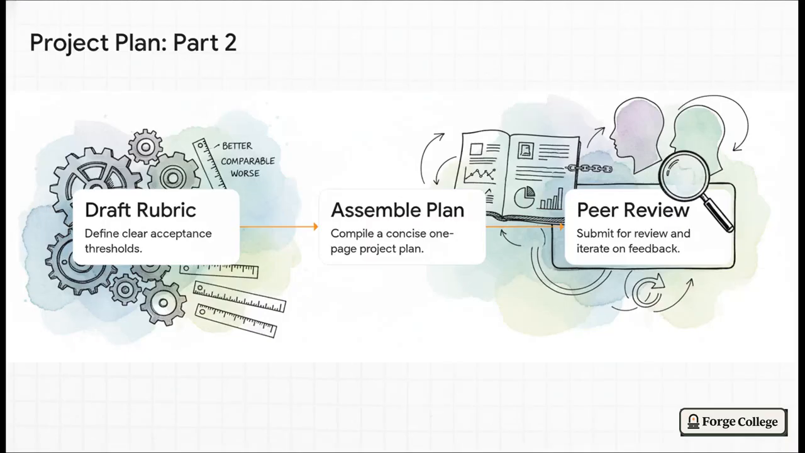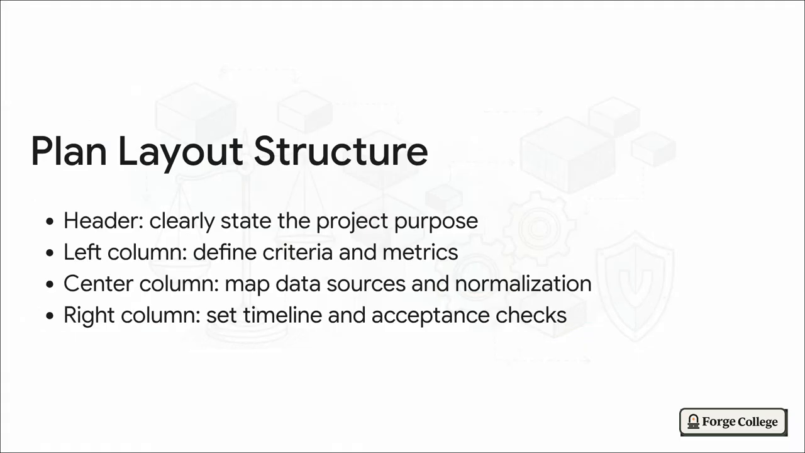Then we bring it all home with the final steps. Step 5 is drafting your rubric and clear acceptance thresholds. What exactly counts as better, comparable, or worse for your factory? Write it down. Step 6 guides you to assemble all this into a concise one-page plan. And finally, Step 7, peer review and iteration. Run it by a colleague. If they look at your plan and don't immediately understand how you're measuring these systems, well, you need to refine it. When it's all said and done, your finalized blueprint should look exactly like this clean one-page layout.